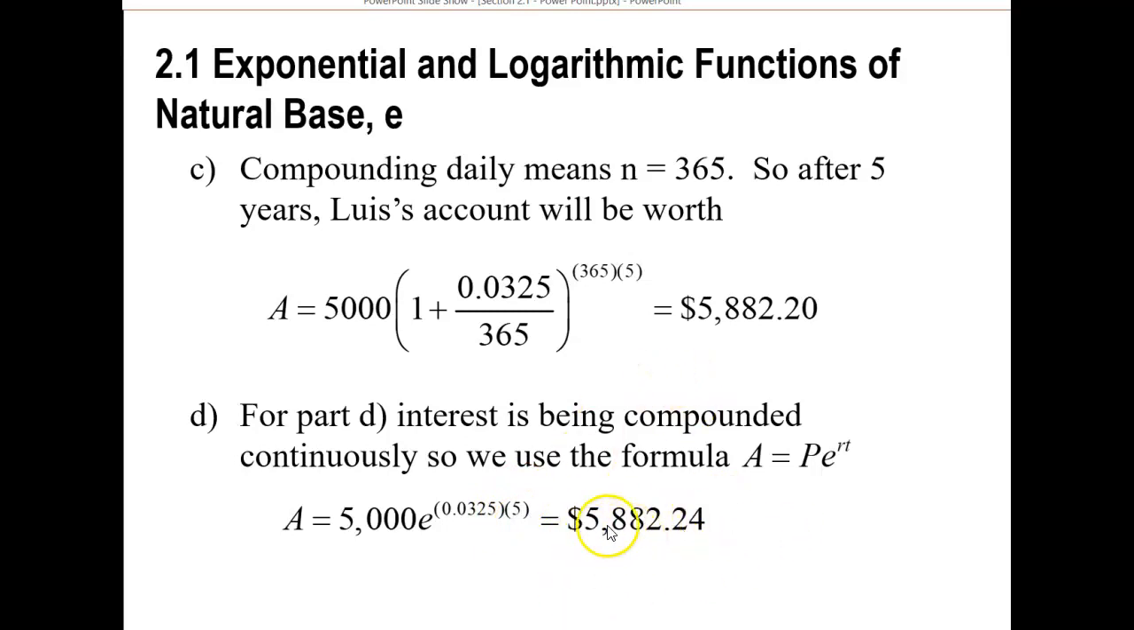I would practice utilizing your calculator to make sure you're getting the right answer, but this is what you should end up with when you're finished: 5,882.24. So you've got to pay attention to whether you're compounding a certain number of times a year or compounding continuously. That'll determine the formula you should be using.